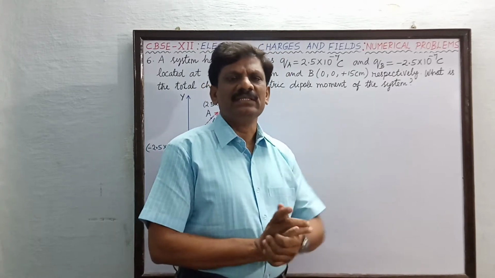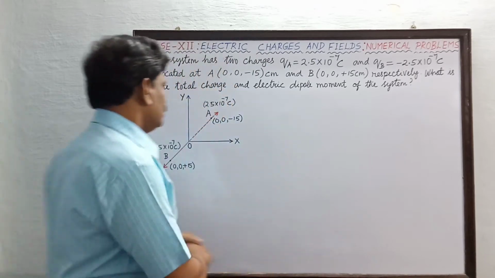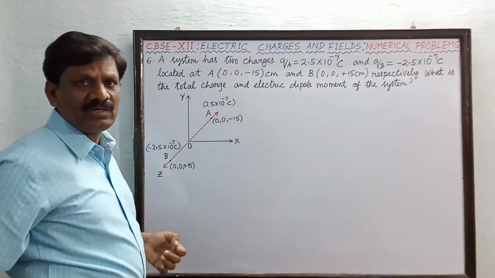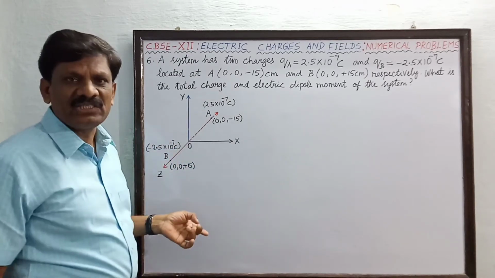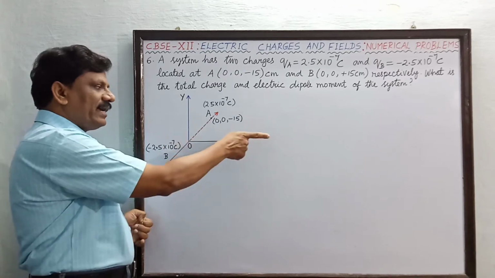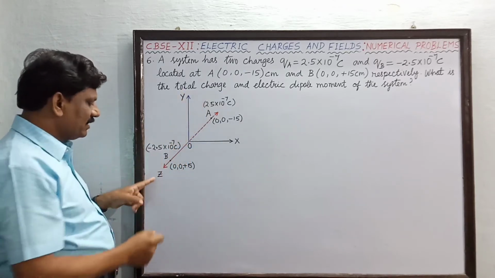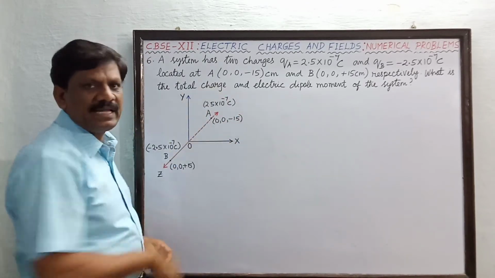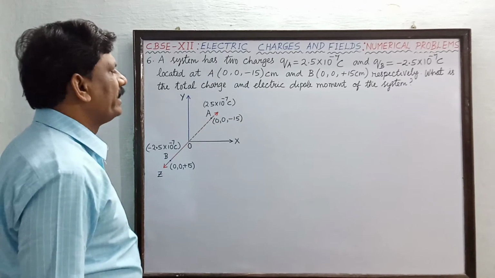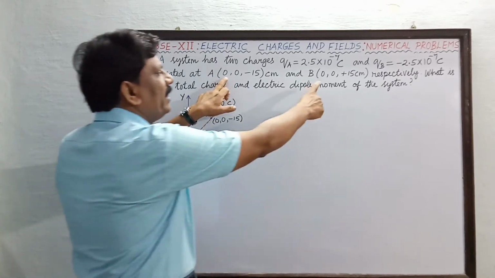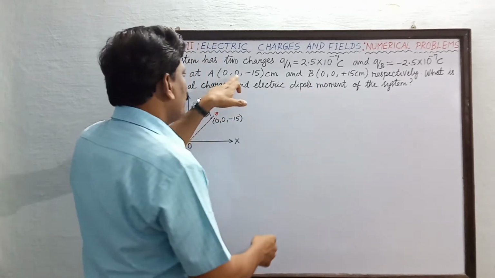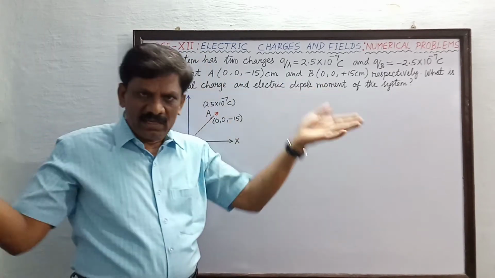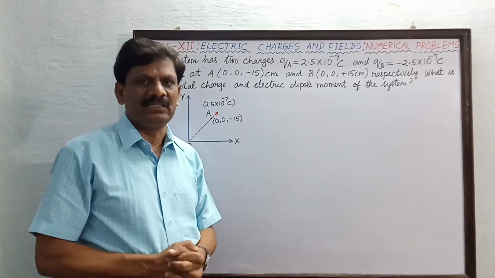So the Cartesian coordinates will be like this: x, y and z axis taken mutually perpendicular to each other in the anti-clockwise direction. I have taken this as the x axis, this is the y axis, and this is the z axis in the right hand screw rule, that is anti-clockwise direction. So two charges are located having the coordinates: X coordinate of A and B is 0, Y coordinates of A and B also is 0. So along the z axis only, the two charges are located, is it not?